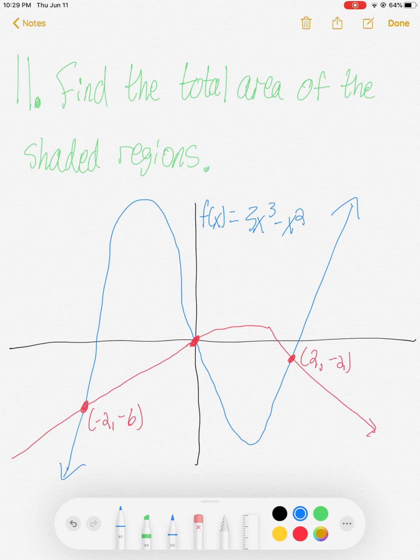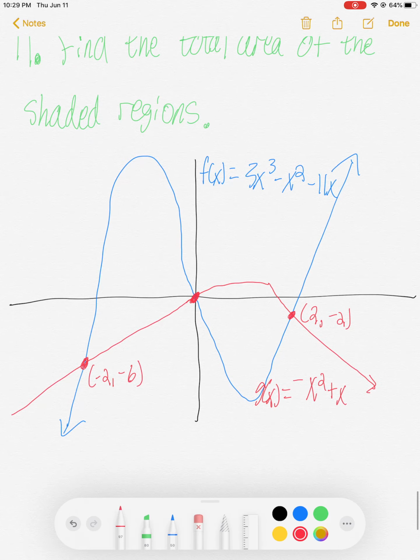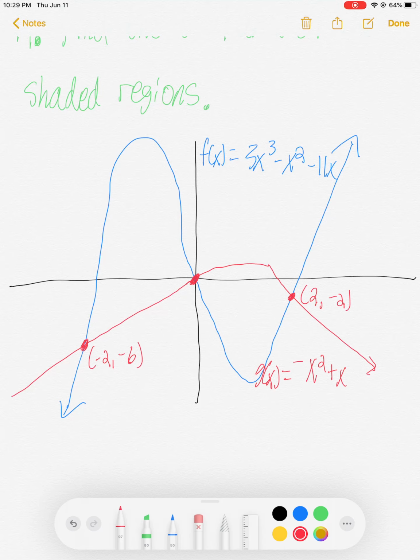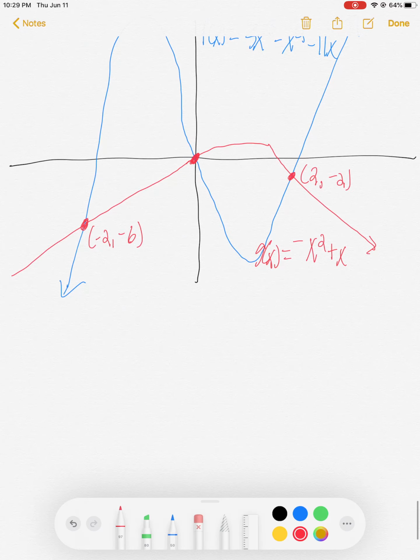So this blue function is 3x cubed minus 11x squared minus 11x. I'm going to give it a name so that it's easier to talk about it. Blue is f of x, let's call this one f for totally arbitrary reasons. And the red is minus x squared plus x, and I'm going to call you g of x.